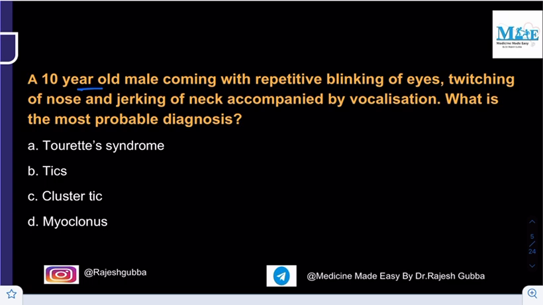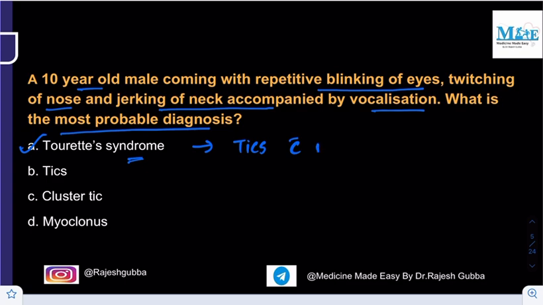A 10-year-old male comes with repetitive blinking of eyes, twitching of nose and jerking of neck accompanied by vocalization. What is the most probable diagnosis? Tourette syndrome, tics, cluster tic, or myoclonus? This is a classical description of Tourette syndrome. What exactly is Tourette syndrome? It is where the individual will have multiple types of tics with vocalization. That is what is called Tourette syndrome.